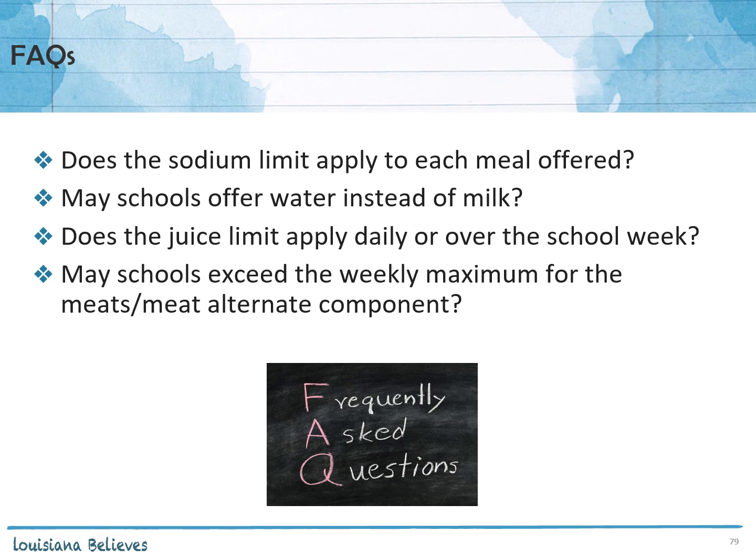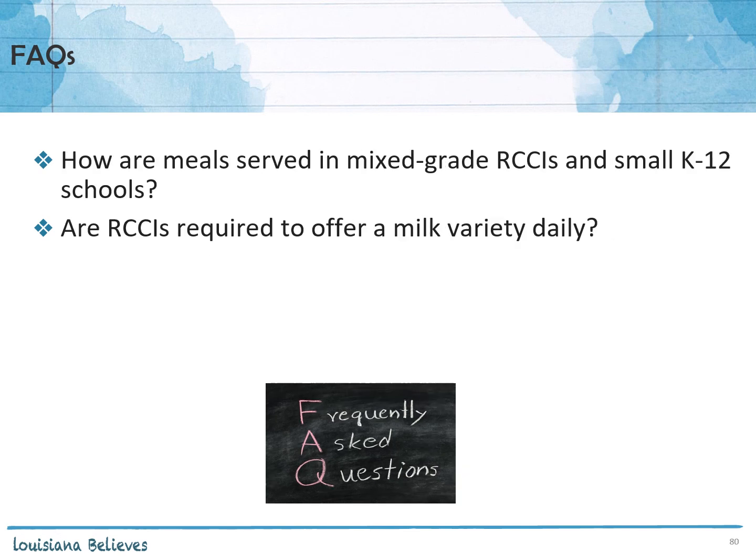Does the juice limit apply daily or over the school week? For grades K to 12, the provision limits juice to no more than half of the fruits and vegetables offered, applied over the week. May schools exceed the weekly maximum for the meat alternate component? Yes. School meals that exceed the weekly maximum limits are compliant, provided the meals on average meet the weekly dietary specifications.